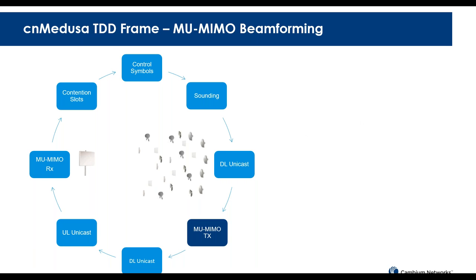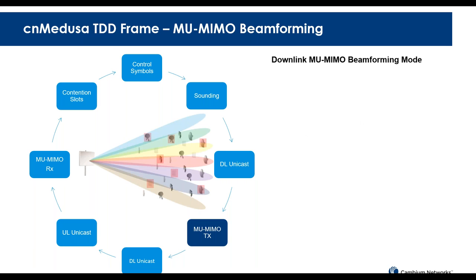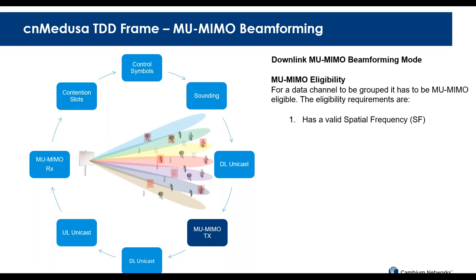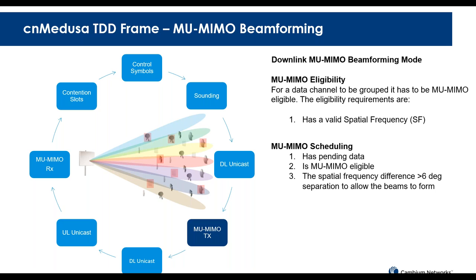The next one is the MU MIMO transmission, which is the group. And in this case, we form multiple beams in the direction of the multiple subscribers. In order to be eligible for MU MIMO transmission, a subscriber needs to have a valid spatial frequency. This is what we refer to. Basically, you can think of this as being correlated to the azimuth. This gives the information of where physically the subscriber is in the sector. And of course, it's important to know in which direction to point the beam.